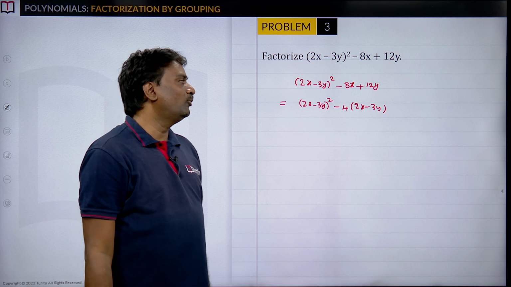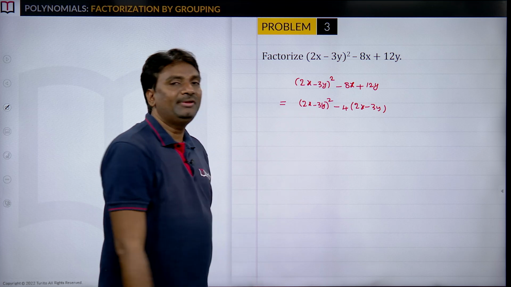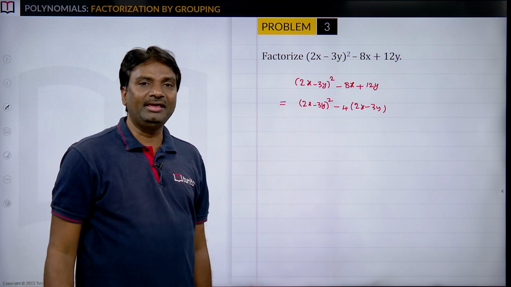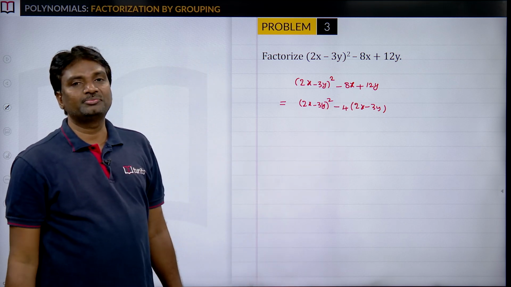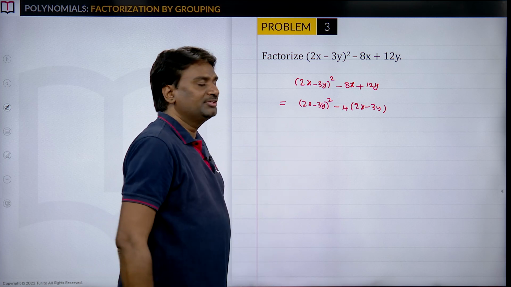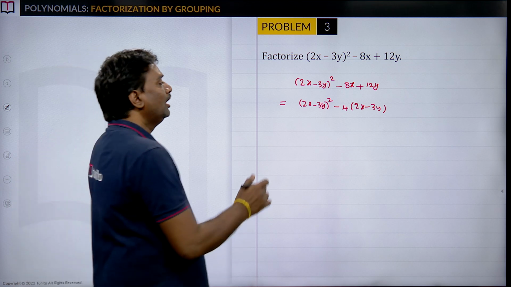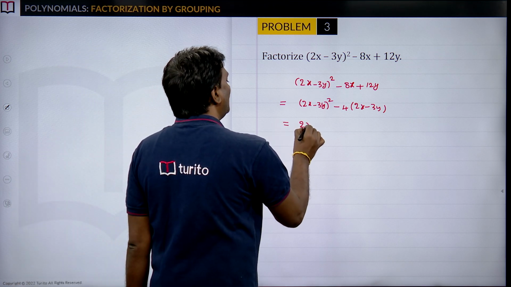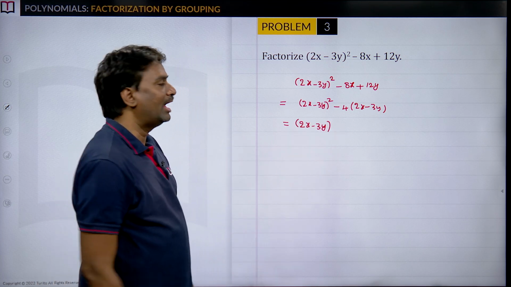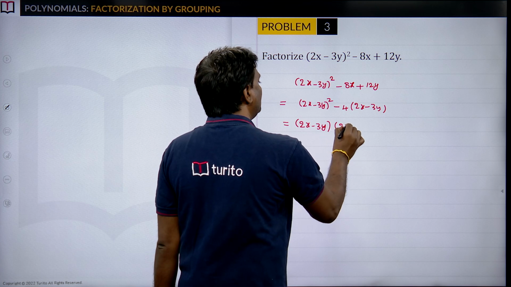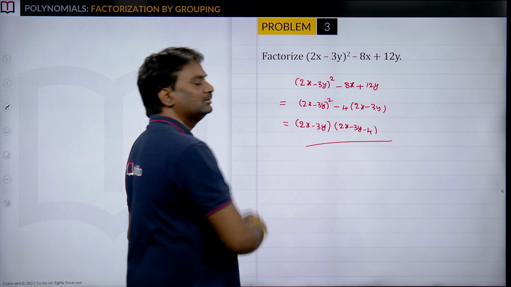So, since we have taken minus 4 as common, we can write 2x minus 3y. First term is 2x minus 3y whole square, means 2x minus 3y into 2x minus 3y. The second term is 2x minus 3y. So from the first term and second term, minus 4 of 2x minus 3y, we can take 2x minus 3y as common. By taking 2x minus 3y as common, you will get 2x minus 3y. Here we have minus 4.